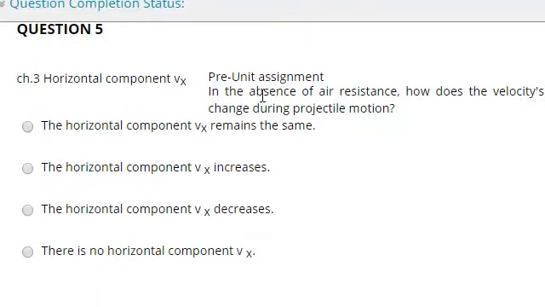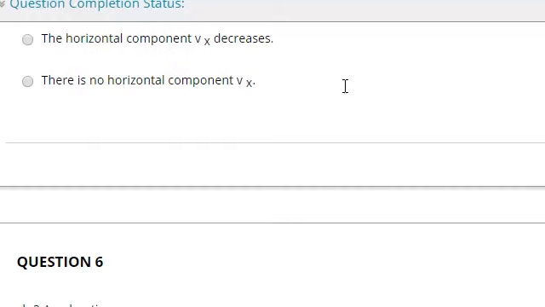Horizontal component Vx. In the absence of air resistance, how does the velocity's horizontal component Vx change during projectile motion? The horizontal component Vx remains the same. The object, as it's moving across, and by the way, this is from chapter 3, as it's moving across in this upside down parabolic trajectory, gravity affects it, and that slows it down on the way up, and it speeds it up on the way down. But horizontally, as it moves across, if there is no air resistance, if there are no other forces, then there is no acceleration, and the horizontal velocity component stays constant. Sorry about that. I almost stumbled here over my own sentence.